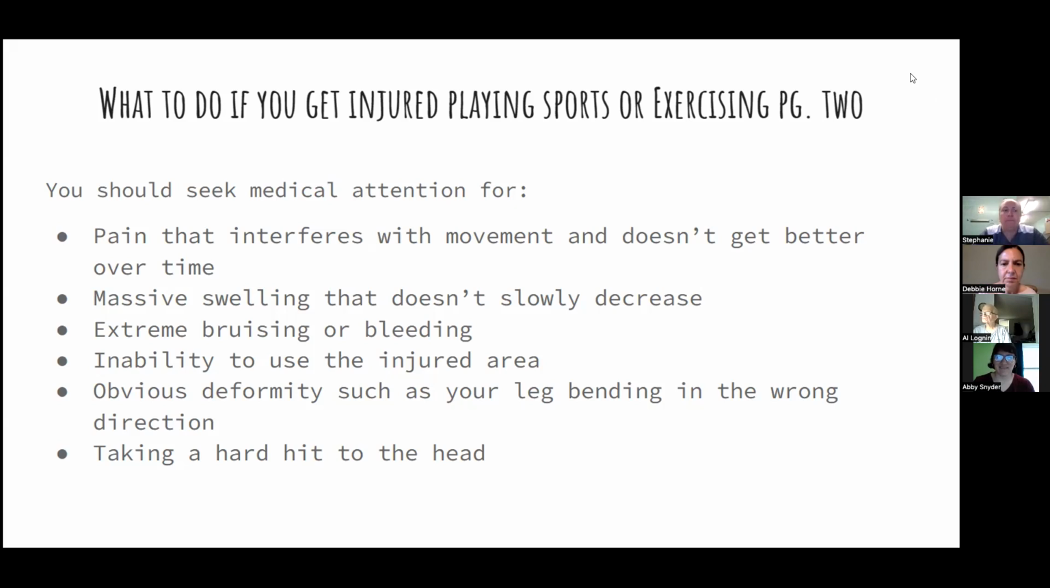This is certainly the kind of stuff where you should always check in with someone, but this is the type of list that you would want to follow up on at the ER or with a doctor, like an orthopedic doctor.